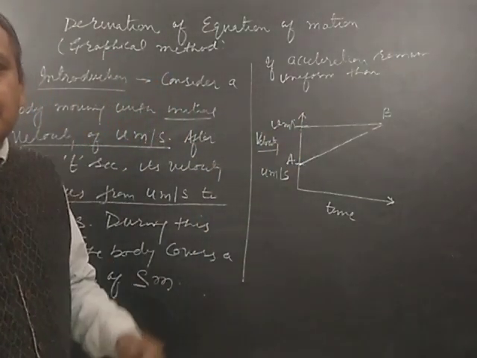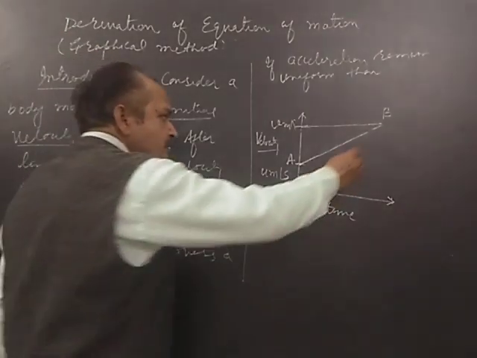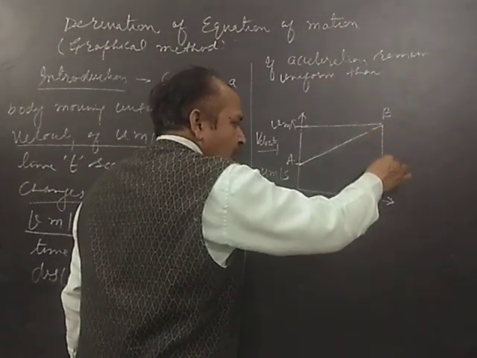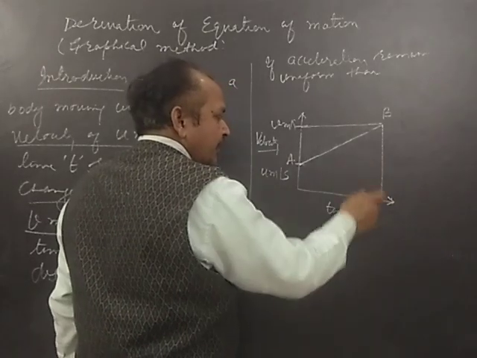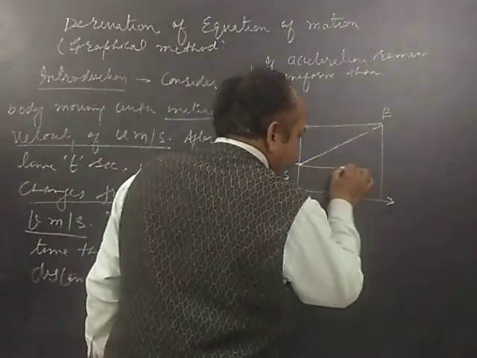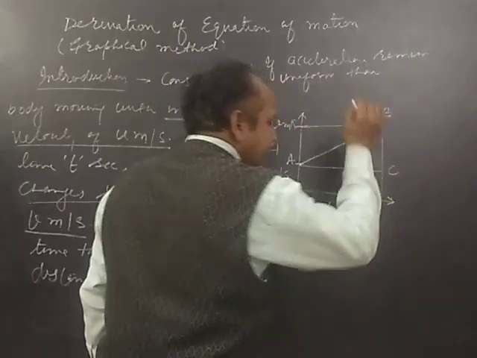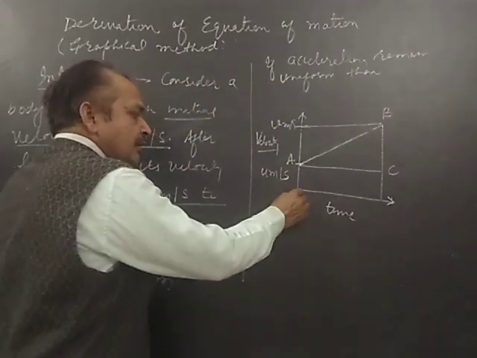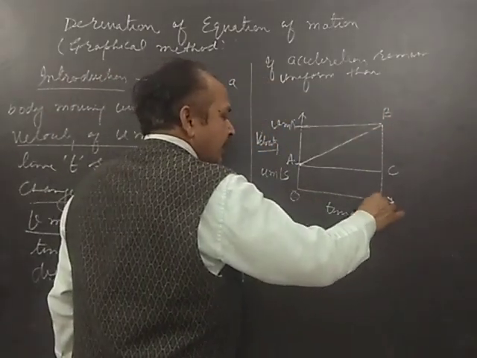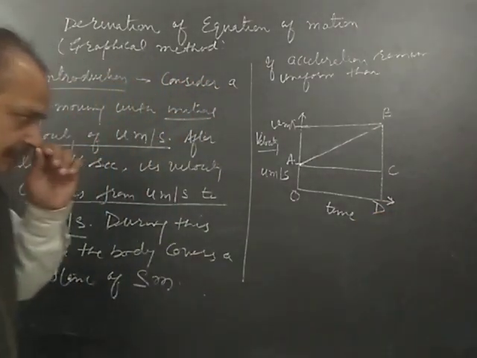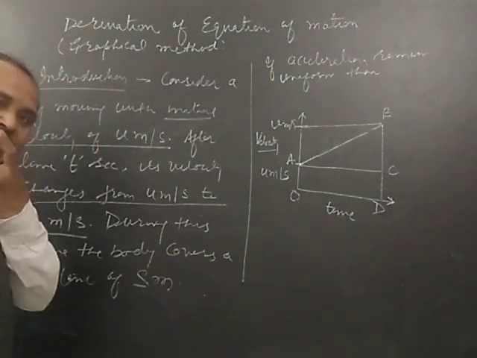You people have done this earlier also in 9th. So we will just draw two perpendiculars from here to here and from here to here, and let us mark it as C. This is obviously O, and let it be D. Any doubt? Is it clear?